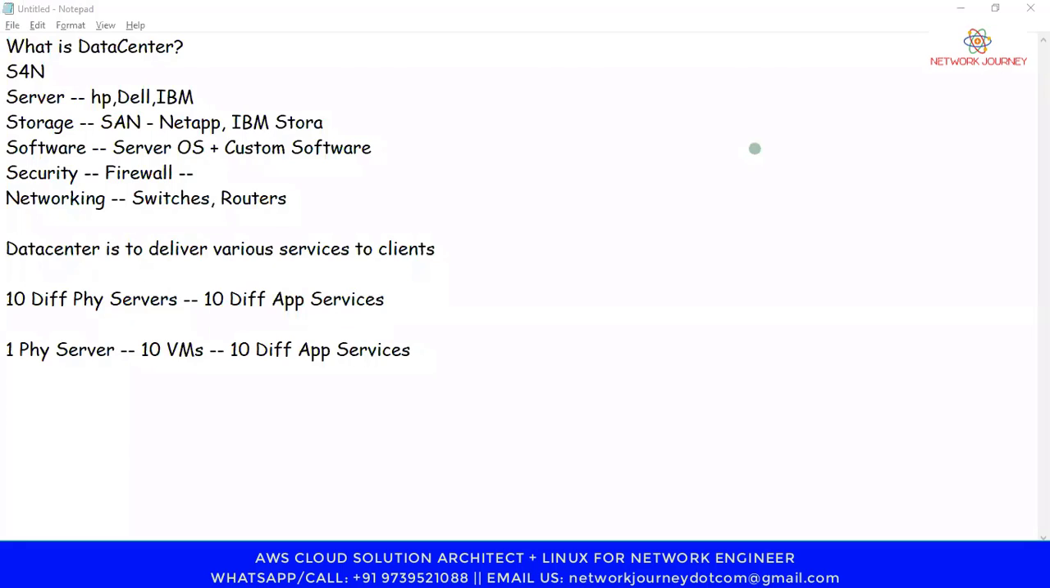Not only CPU, RAM, memory, but also network interface card or any other hardware. If you are capable of converting physical hardware into virtual hardware, then it is called virtualization. By means of a software called a hypervisor, you are able to convert the physical hardware into virtual hardware. By the combination of virtual hardware, you can create a virtual machine.